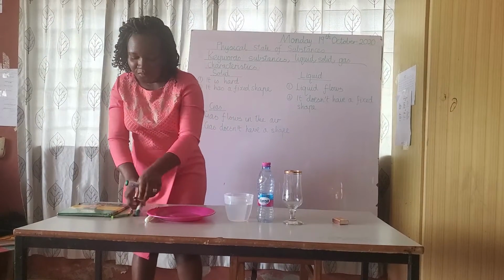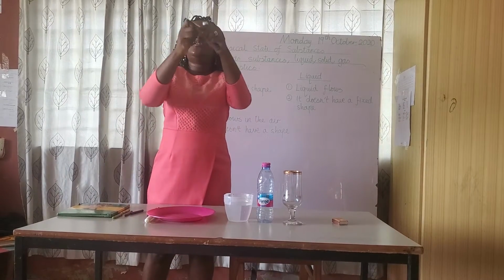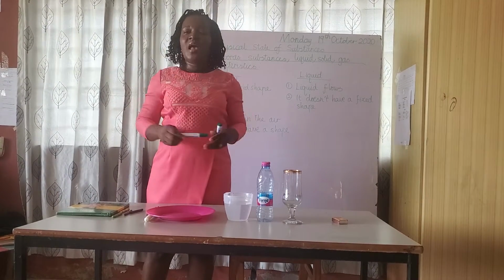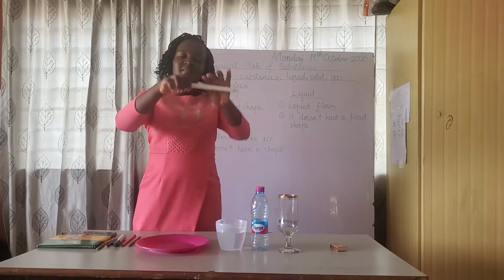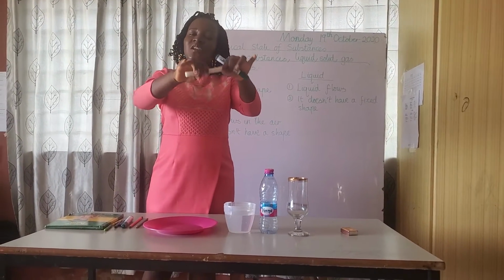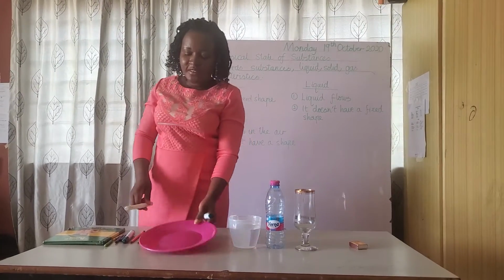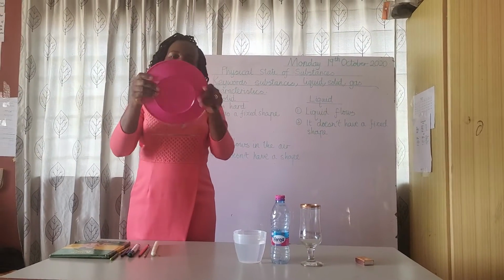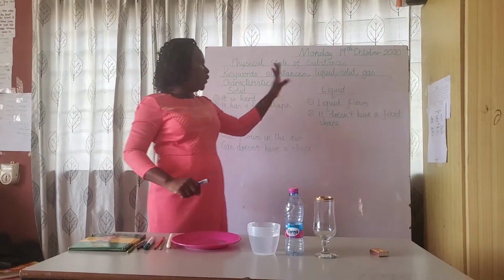This is my marker. It is also solid. When I press it, it's very hard, and it also has a fixed shape. This is my candle. It is hard. When you touch it, it is hard, and this is its shape. This is my plate. Hard. This is its shape. Very good. Now let's move on to liquid.